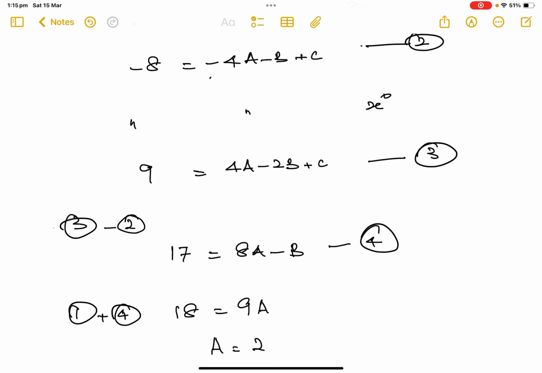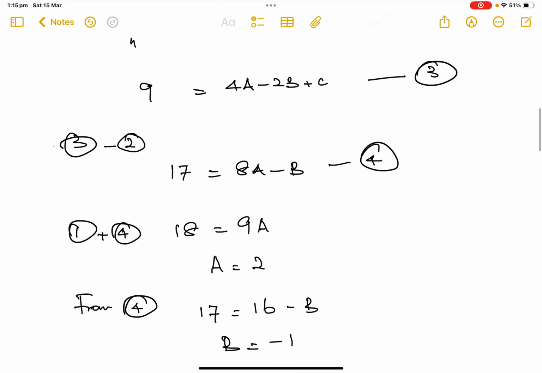b, 2b, then plus b, so minus b, c cancel out. Therefore, 8a minus b equals 17. This is the fourth equation. We have equation 1 in terms of a and b.